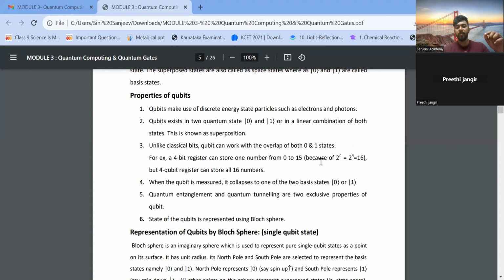Now coming to an n-bit register. Obviously, an n-bit register will be able to store which one? 2 power n. 2 power n in the sense, just 1 second. Yeah, 2 power n.